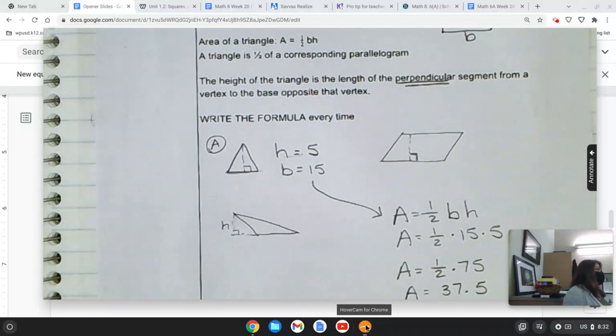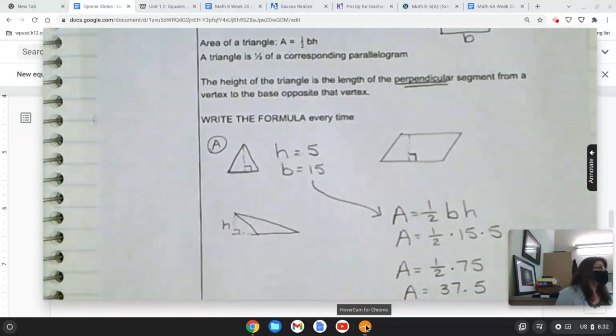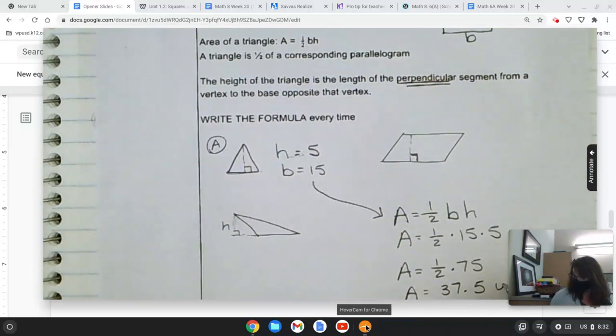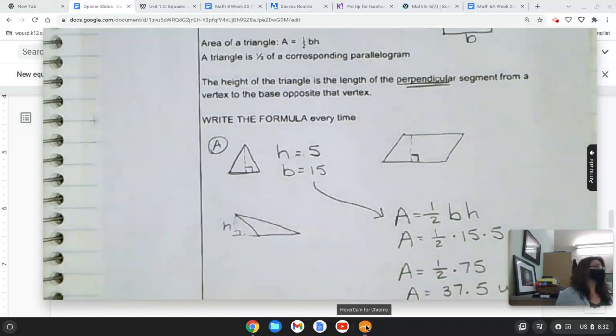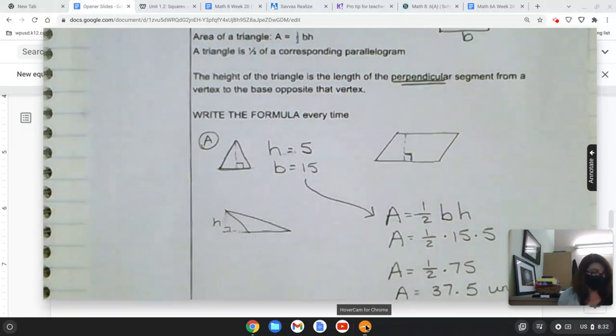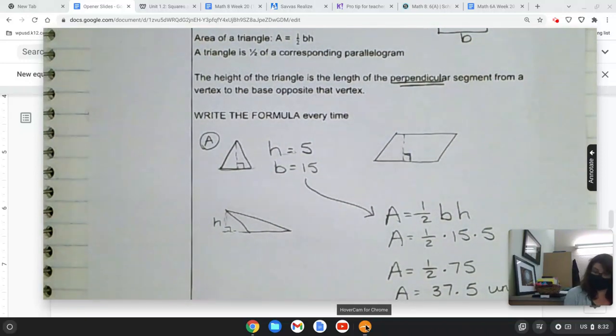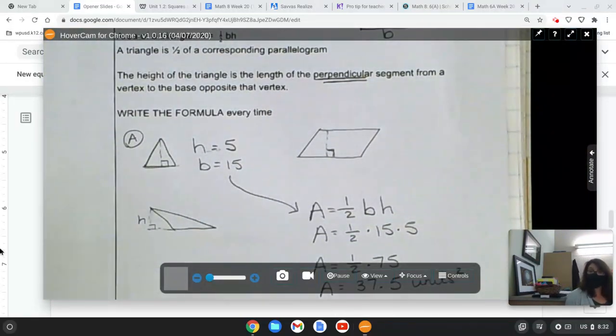We don't know the measurement, right? If it doesn't say centimeters, inches, whatever, you write units, because we don't know what the units are. So just call them units. Okay, that's the generic name. All right.